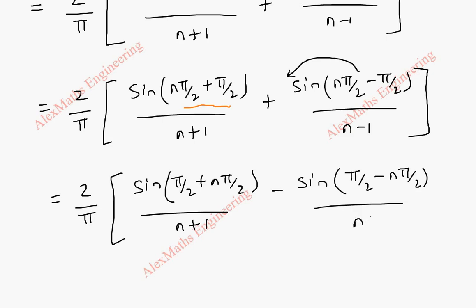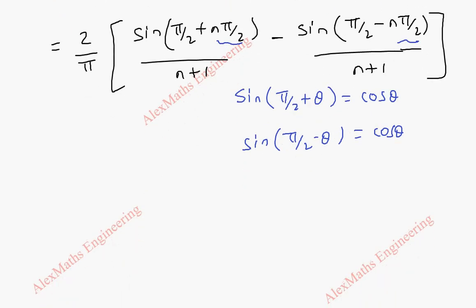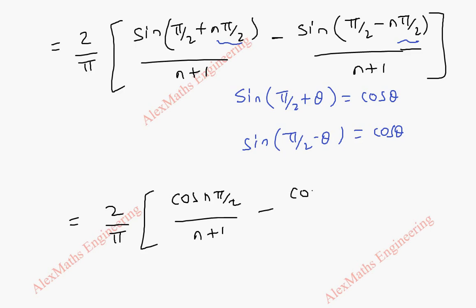Now, if we see the basic formula, sine of 90 plus theta, or pi by 2 plus theta, becomes cos theta. Similarly, sine of pi by 2 minus theta is also cos theta. So this term is like theta now. We have sine (pi by 2 plus theta), then sine (pi by 2 minus theta). So we're going to apply the formula: 2 by pi cos theta, where theta is n pi by 2, by (n plus 1) minus cos n pi by 2 by (n plus 1).